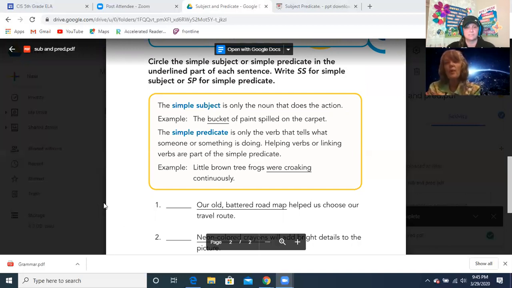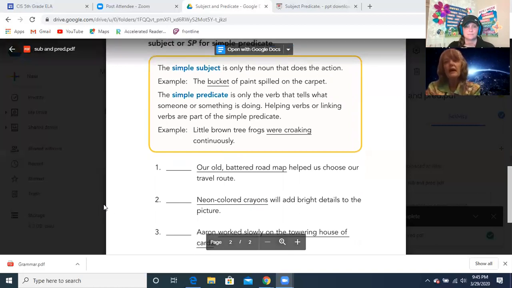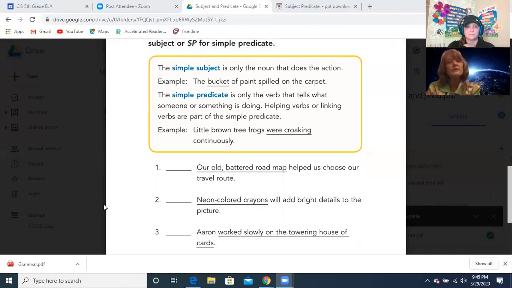So the simple predicate is only the verb that tells what someone or something is doing. And remember, like I told you, it might have a linking verb or helping verb. So let's look at this one. Little brown tree frogs were croaking continuously. So frogs would be your simple subject. And what were the frogs doing? They were croaking. You have to put both those words because were is a helping verb.